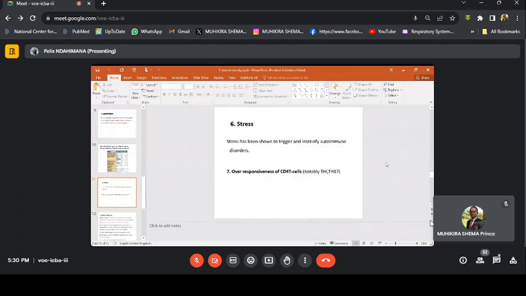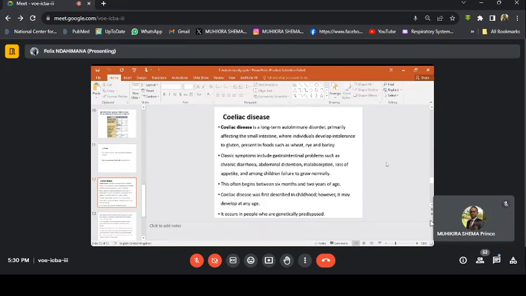We have stress, which is known to cause a lot of problems. Stress normally causes a confusion in the body, disorganizes everything, and autoimmune disease can come in there. There is an over-responsiveness of CD4 cells, and any cell in the immune system that is over-responding can cause this kind of disease. We have an example of this disease that we're trying to look at, like the celiac disease that I was talking about. This is an intolerance to gluten.